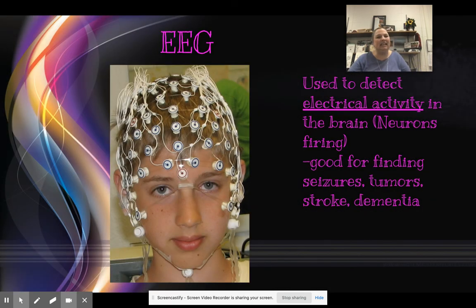Okay, this is an EEG. And this is used to detect electrical activity in the brain. And we've talked about this. The neurons fire and it creates an electrical activity, right? So that's what they're measuring, actually. This is really good for finding seizures, tumors, people that have had a stroke or are suffering from dementia. So it's used in a lot of different ways.